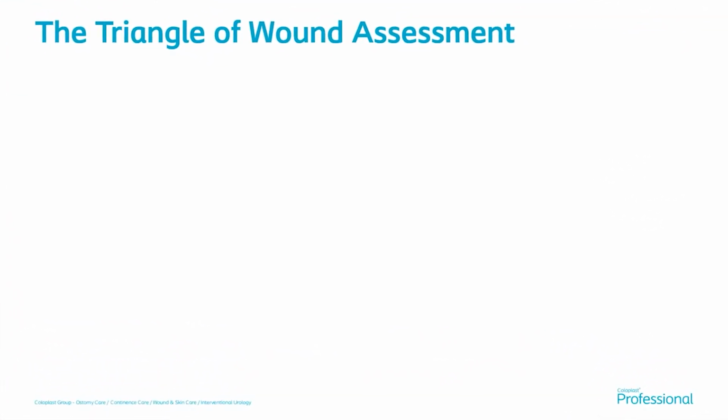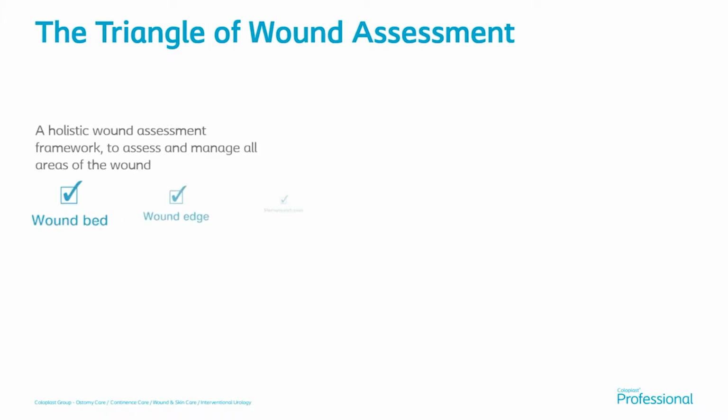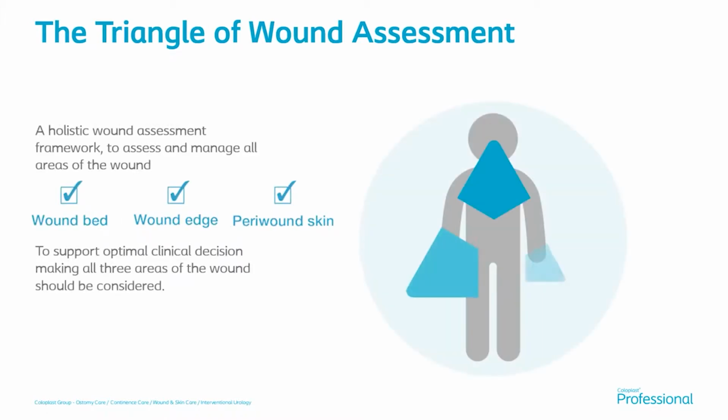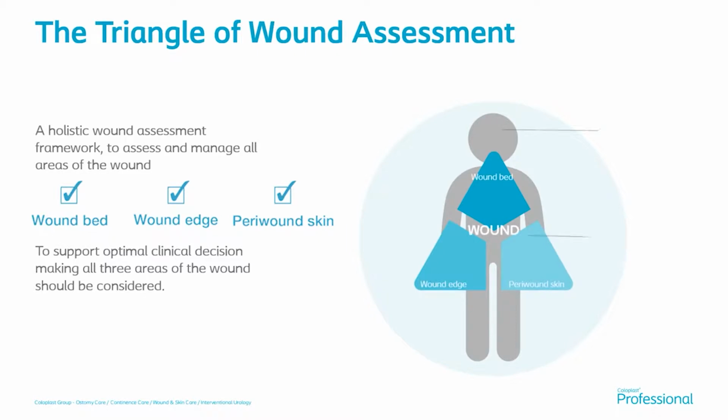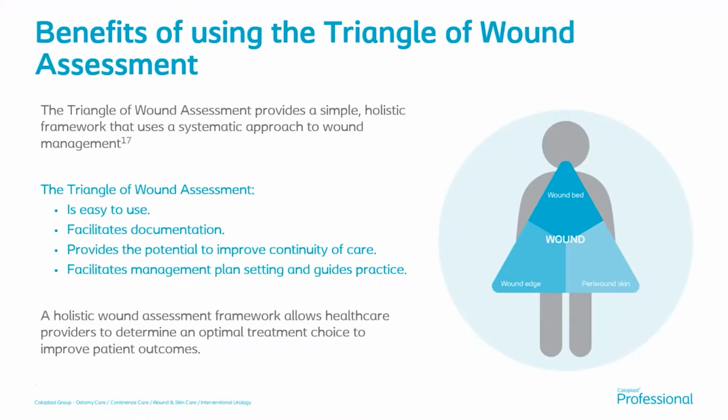So in this instance, we're looking at the triangle of wound assessment. It's a holistic framework. It takes into account the patient as a whole, their social circumstances, and it helps to support you as clinicians to make decisions around the three key aspects of the wound itself, and that being the wound bed, the wound edge, and the peri-wound skin.